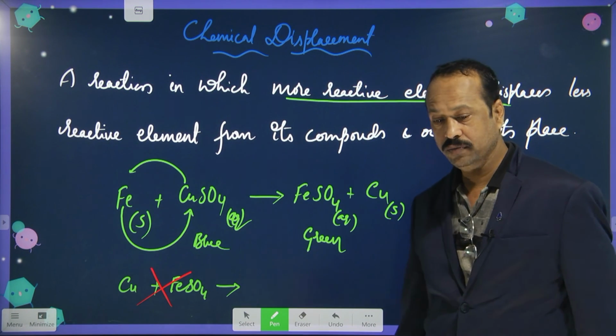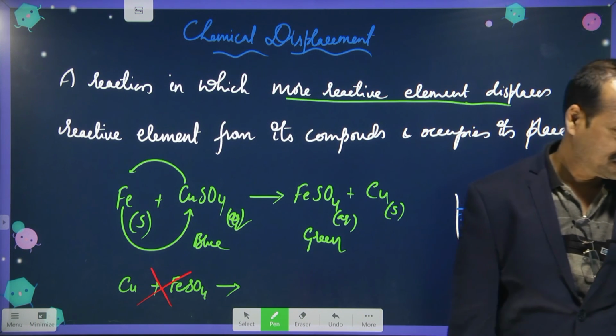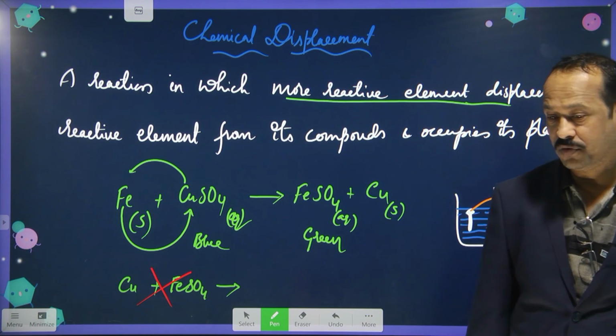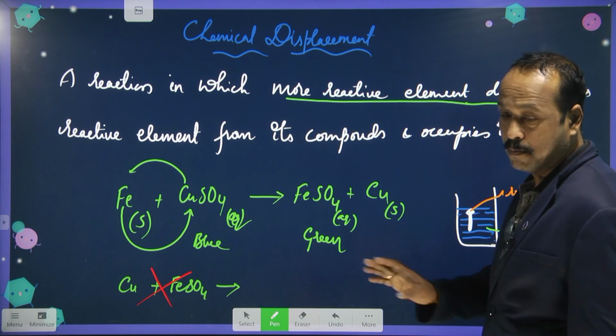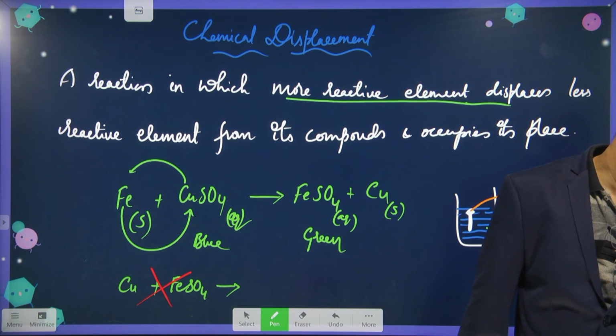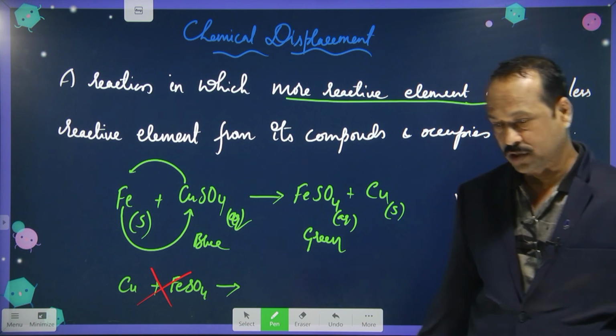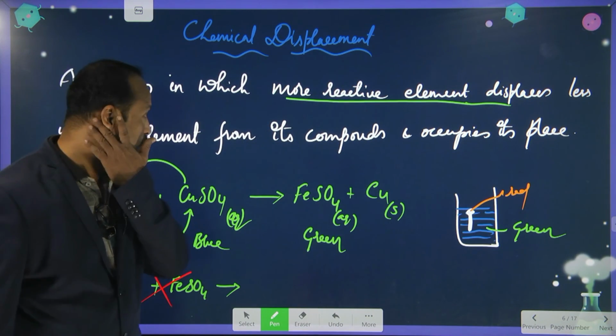Is this clear to you? So you have to read the definitions properly. The definition says a more reactive element displaces a less reactive element, but a less reactive element does not displace a more reactive element. Clear? Take the screenshot. With this we stop today, and in the next class we complete this chapter.